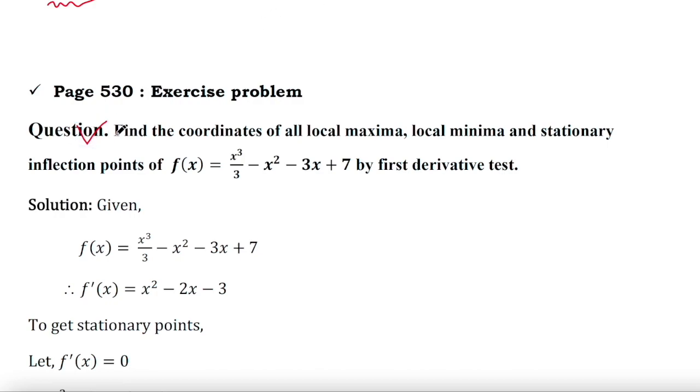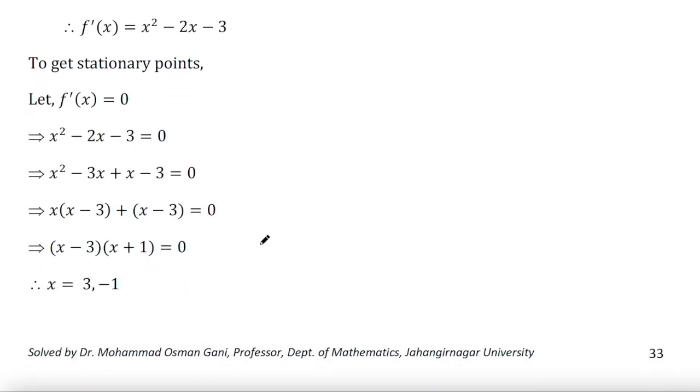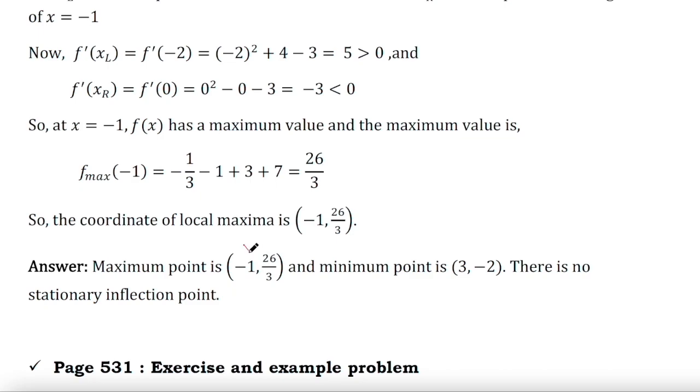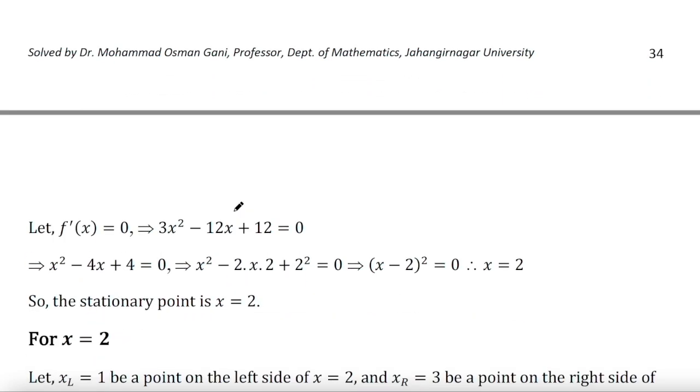You can solve any problem using the second derivative test. You don't need to know the first derivative test. In our next video, I will try to explain the first derivative test, but for now you don't need it. You can check this one by yourself. The result is this: there is a maximum point, there is a minimum point, and there is no SIP. You can also try this one by using the second derivative test.